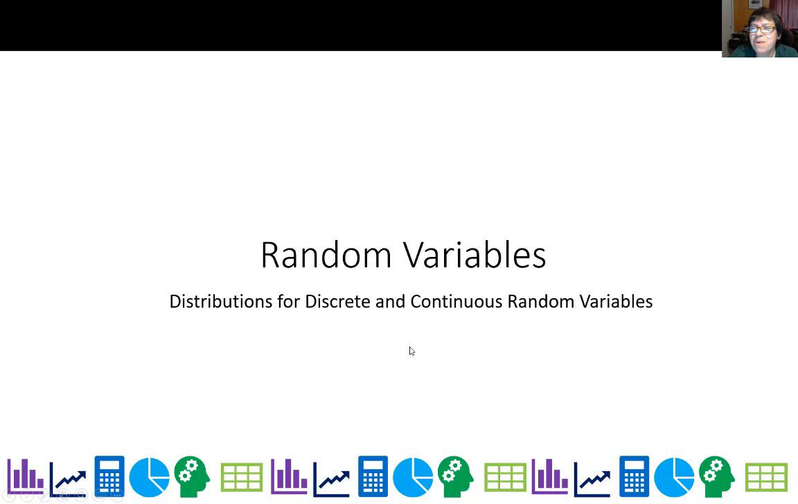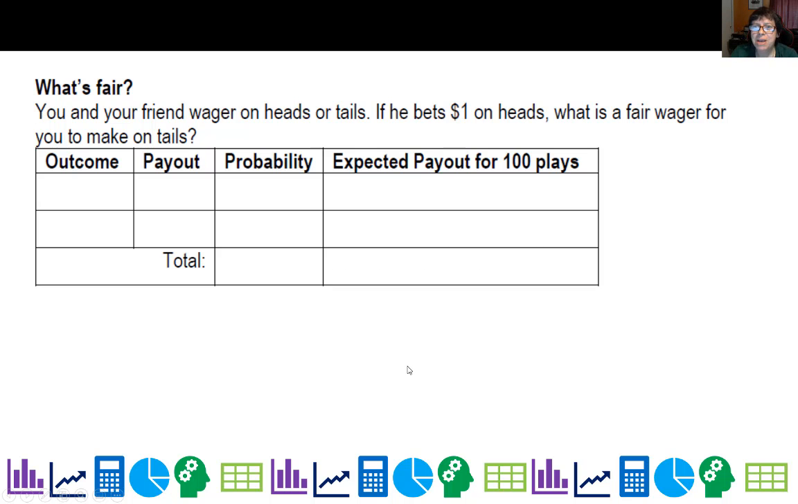And we are talking about random variables today. So let me just ask you, what's fair? You and your friend wager on heads or tails. If he bets $1 on heads, what is a fair wager for you to make on tails? Well, heads, he's going to win, right? Tails, you're going to win.